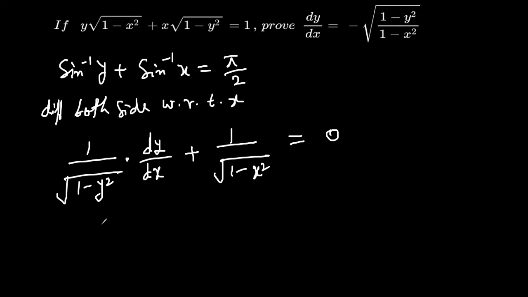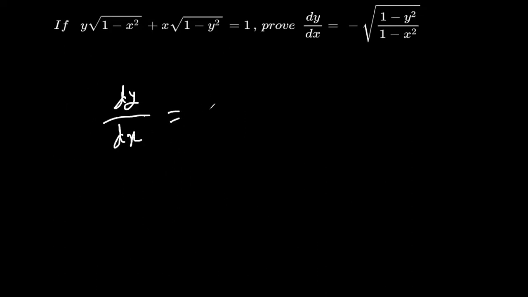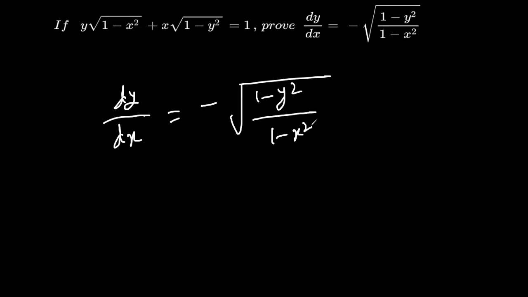This means we can write 1 over square root of 1 minus y square times dy by dx is equal to negative of 1 by square root of 1 minus x square. Dy by dx is equal to, the minus sign was there, square root of 1 minus y square divided by 1 minus x square.